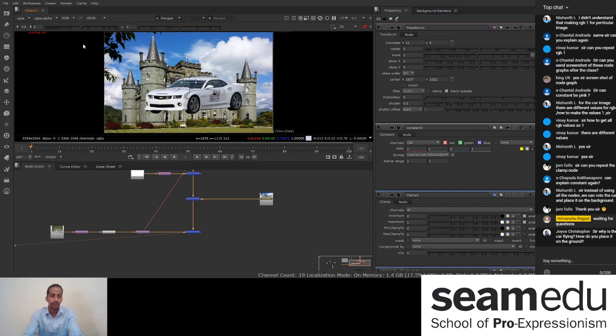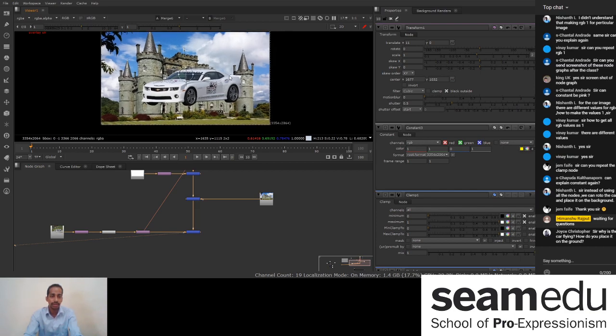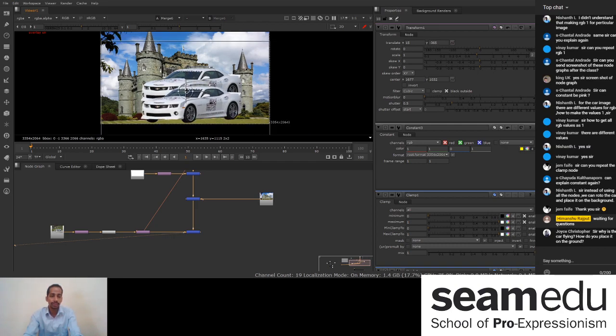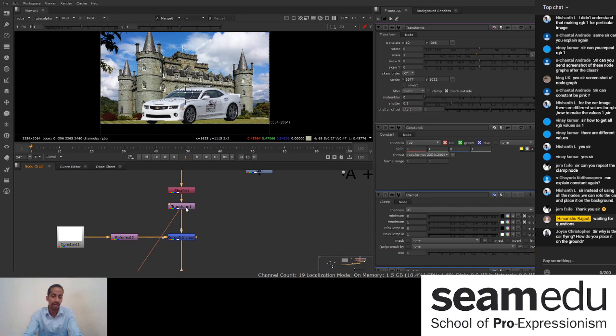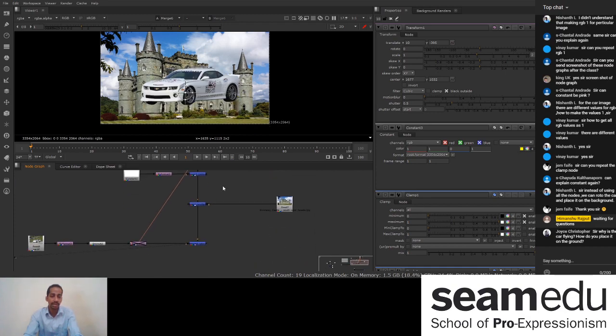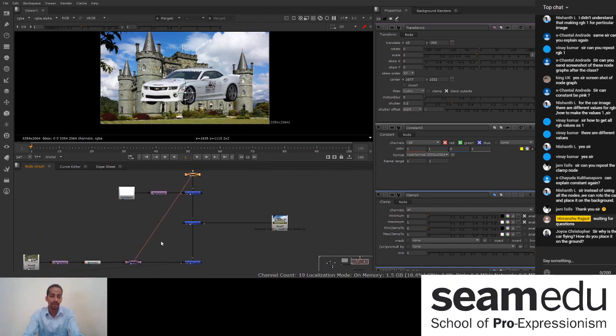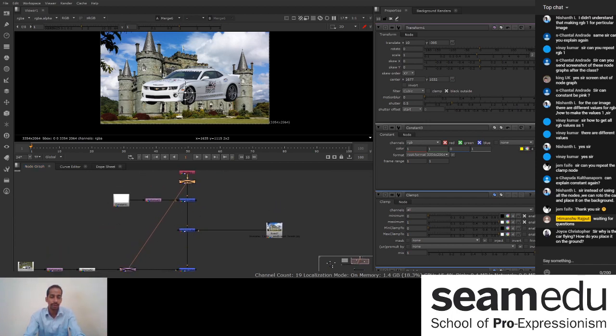When you click on overlay, now you can see the controls because overlay is on, and the shortcut is Q, and you can move the car now. Remember, the car is moving perfectly because we have a clone node there. Alpha is also moving along with it. If I disable this, then the problem will come, suppose we don't have a transform node with the clone.